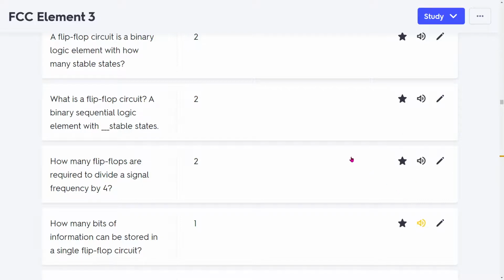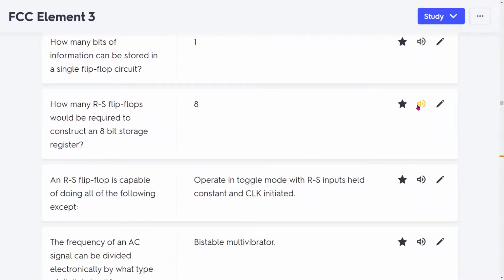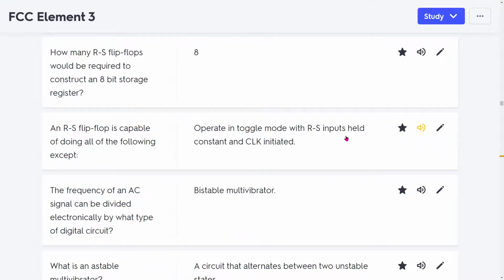How many bits of information can be stored in a single flip-flop circuit? 1. How many RS flip-flops would be required to construct an 8-bit storage register? 8. An RS flip-flop is capable of doing all of the following except operate in toggle mode with RS inputs held constant and CLK initiated.